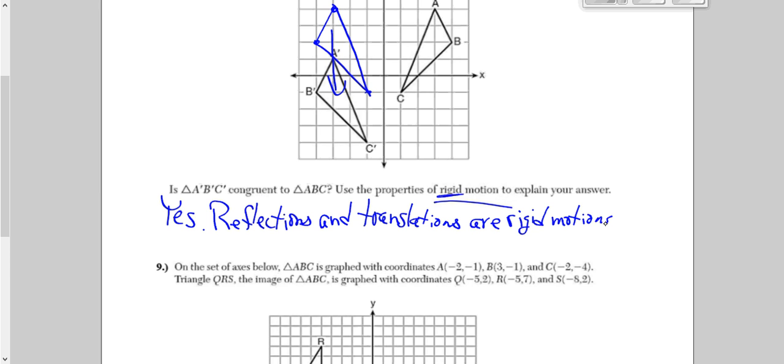As I said, use properties of rigid motion to explain your answer. Rigid motions, so what can we say about the triangles? The triangles, the triangle A'B'C' and ABC, are congruent. Okay? Does that make sense?